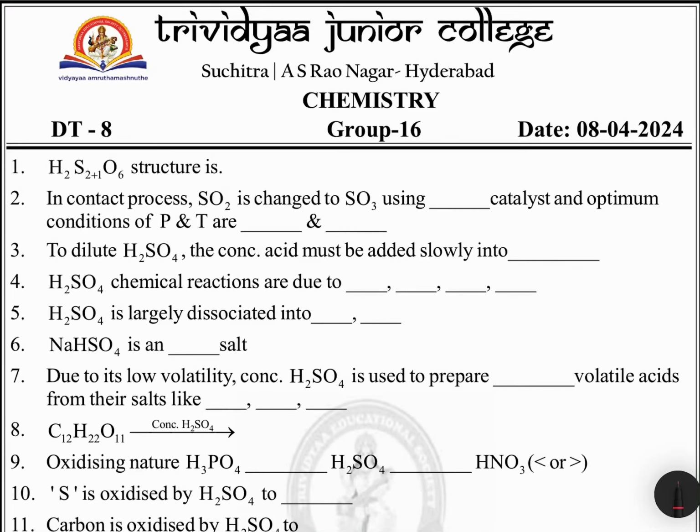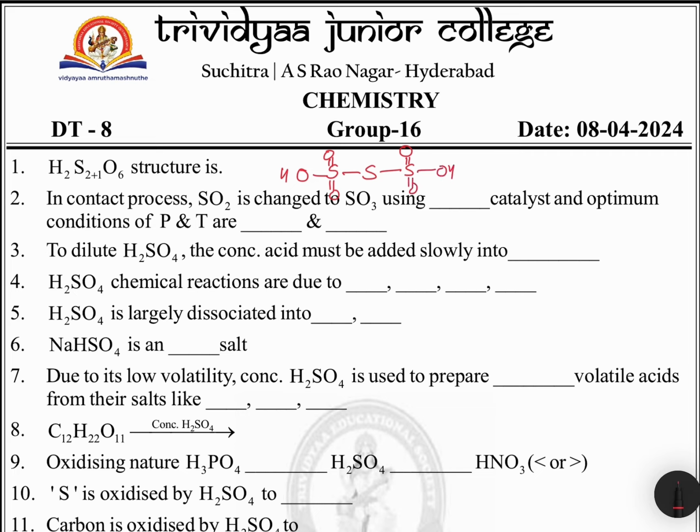S2 plus 1 O6 structure is called polythionic acid. Very simple, you see. Double bond O, one is OH. Here one more sulfur. Yes, double bond O, OH.